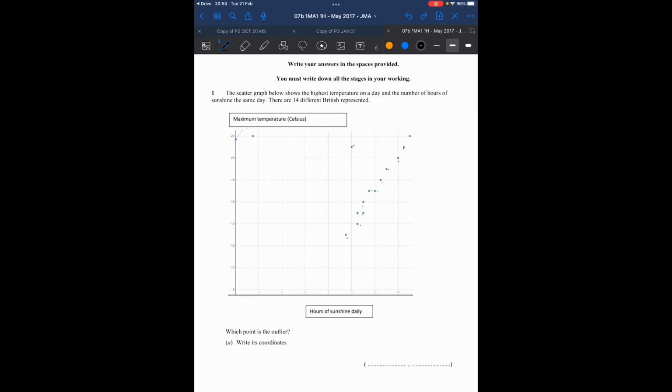Well, there's one point that doesn't follow the pattern, and that's this point over here. Let's try and be accurate if we can. That's 0 to 2, that's 1, so I'm going to say 1.5, and the maximum temperature was 22. Okay, so that's my outlier.